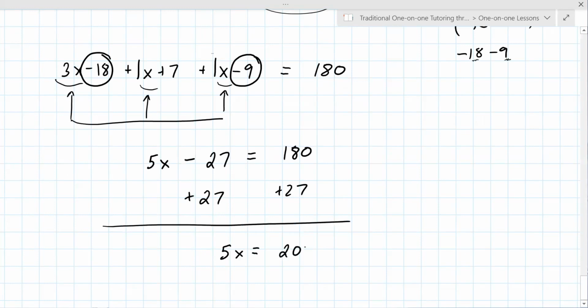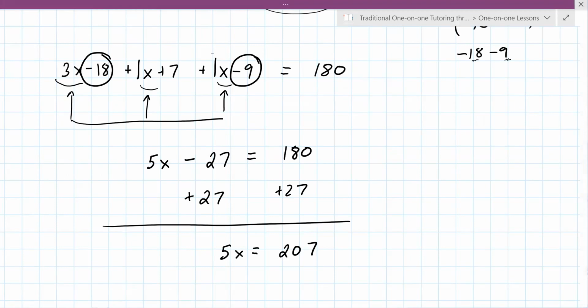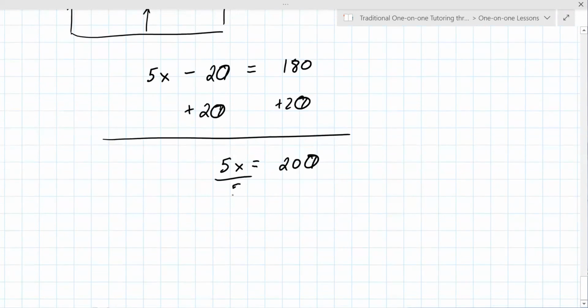So 5x equals 207. And now I'm looking at this, realizing that 207 and then the minus by 180, we missed a 7 here. I'm so sorry. So that's 20. So we should have added 20 to both sides. So we're going to divide both sides by 5. And x equals, that's going to be 40.